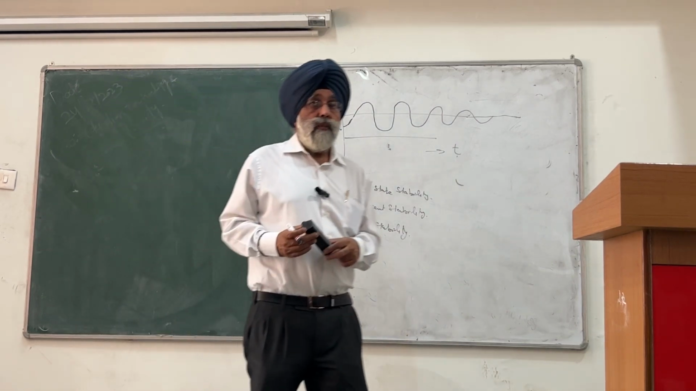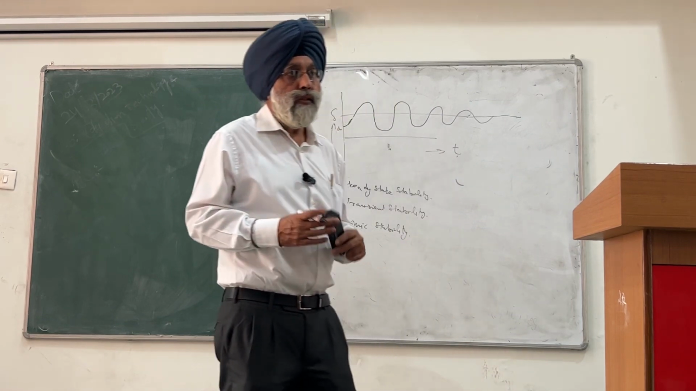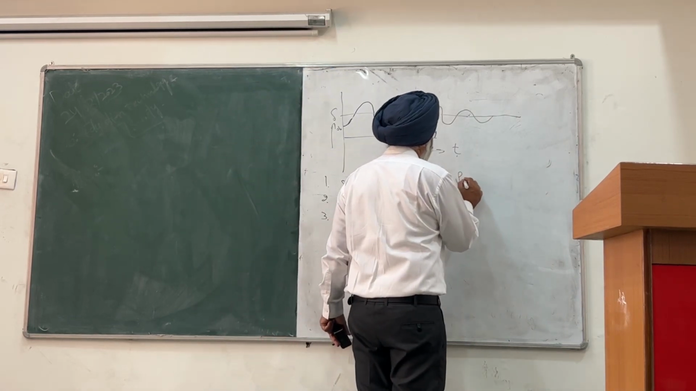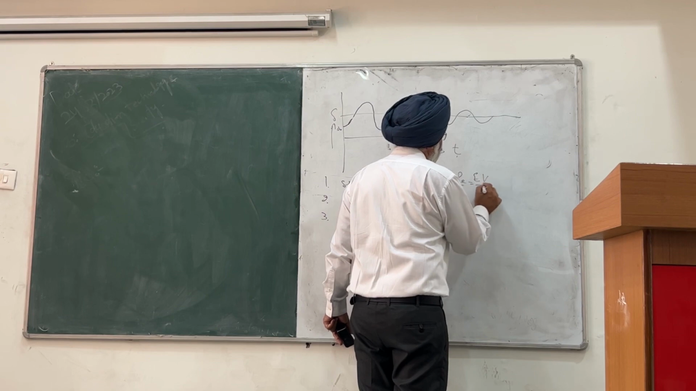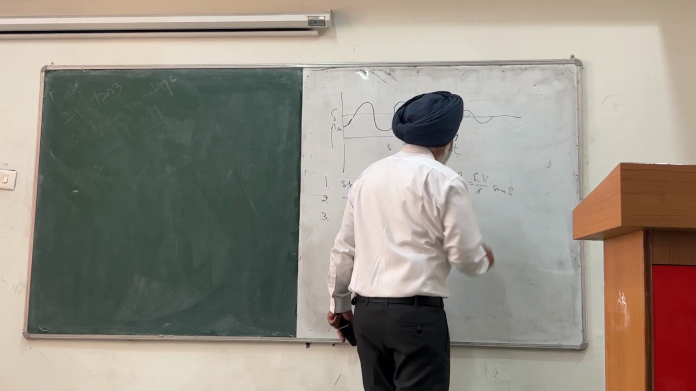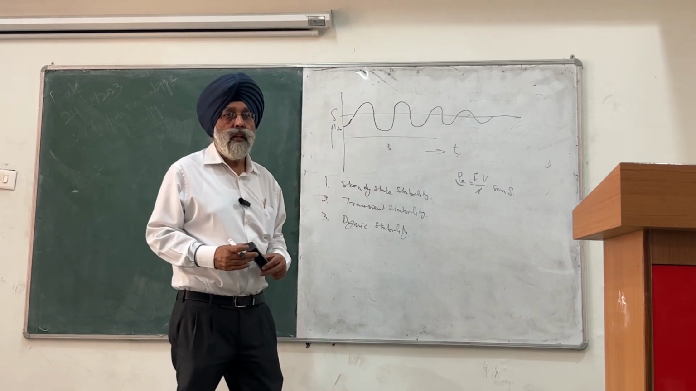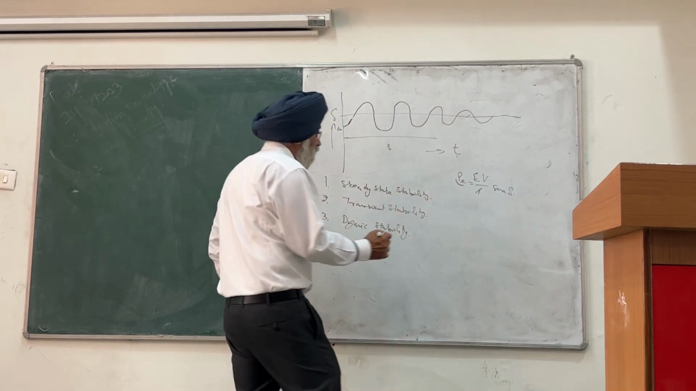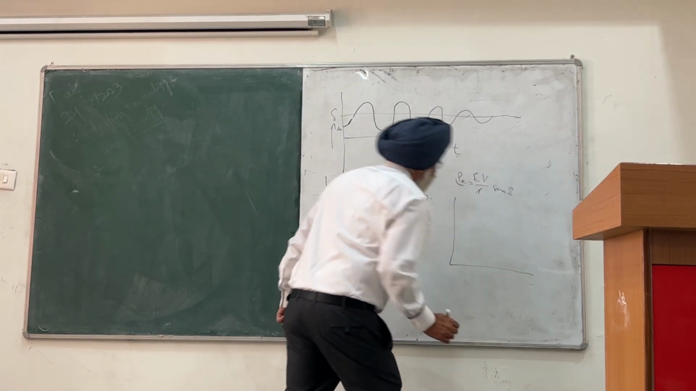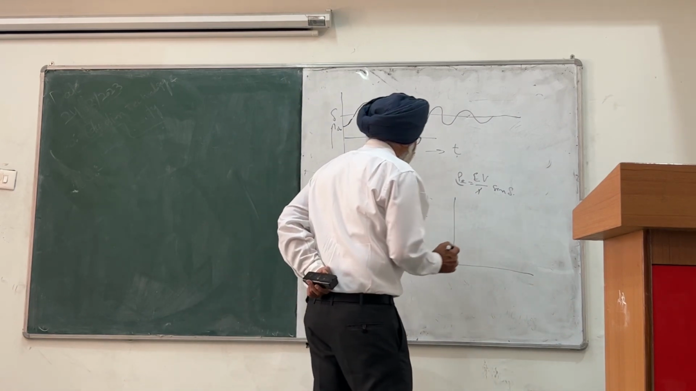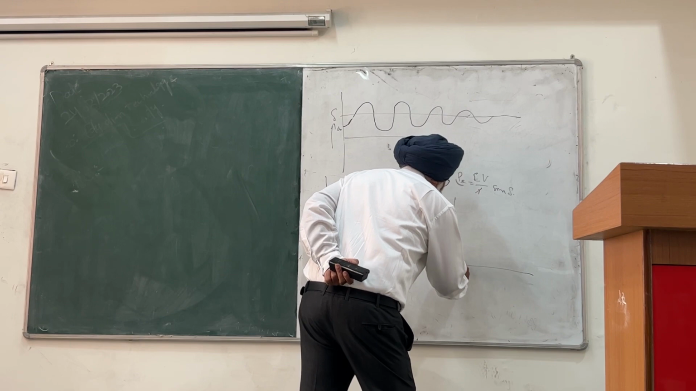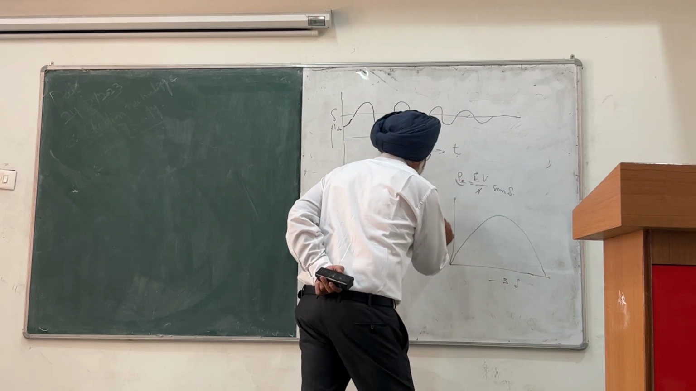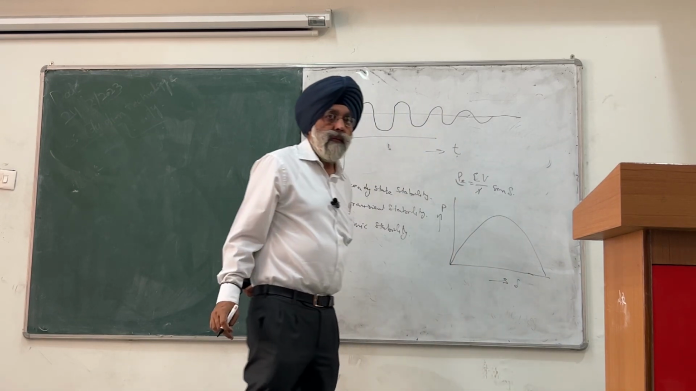Also, in the previous class, we have observed that the electrical power which is transferred by the machine is given by PE is equal to EV by X sine delta. Okay? Under the initial conditions, we have the P-delta curve like this, delta on this side, and on this side is your P.